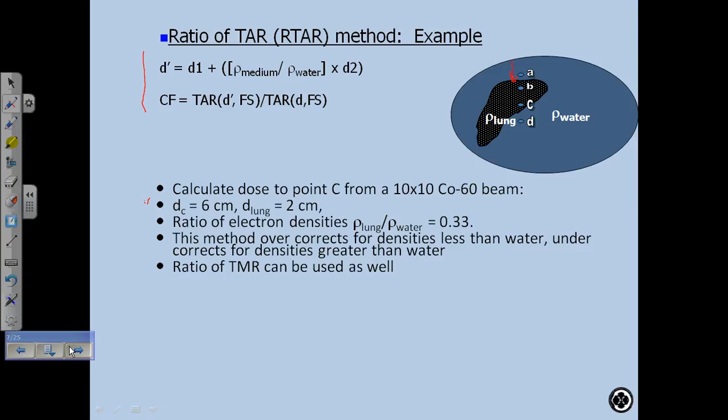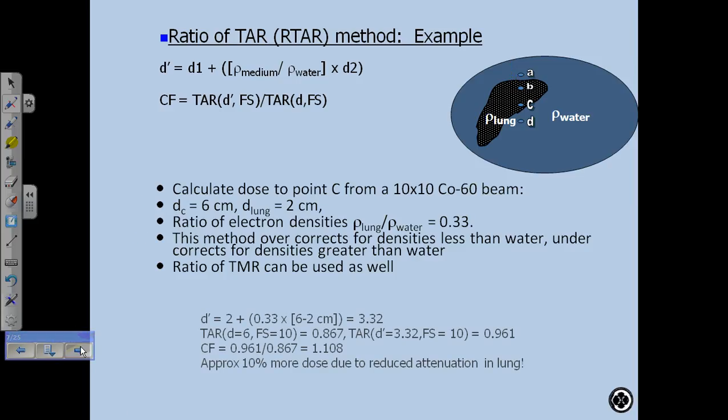Excuse me. This method overcorrects for density. This is just an aside. This method overcorrects for densities that are less than water, such as lung or air, and undercorrects for densities that are greater, such as bone. So that's a disadvantage of this method. And then you can also use the ratio of TMR. Okay, so let's calculate that.